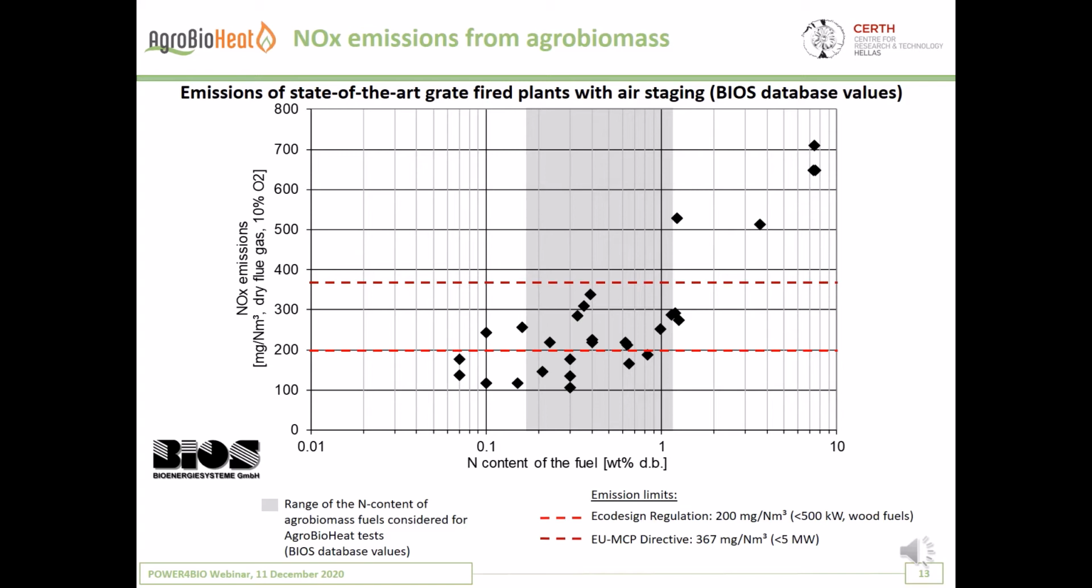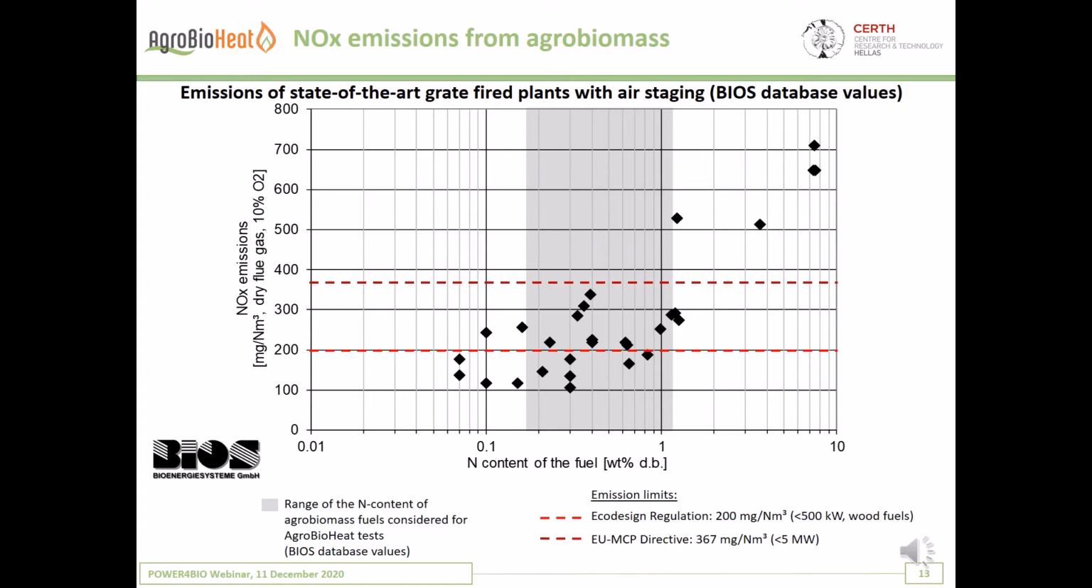Above 1 megawatt, you have the Medium Combustion Plant directive, or the MCP directive, which covers both woody and agrobiomass fuels. And one of the emissions that is quite critical is NOx. NOx in biomass combustion is mostly related to the fuel nitrogen content. So the more nitrogen you have in the fuel, the more NOx emissions you are expected to have. You can see here in the gray area the expected nitrogen content of some agrobiomass fuels that we have considered for testing in the AgroBioHeat project.